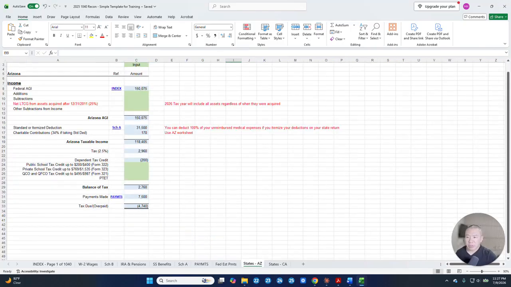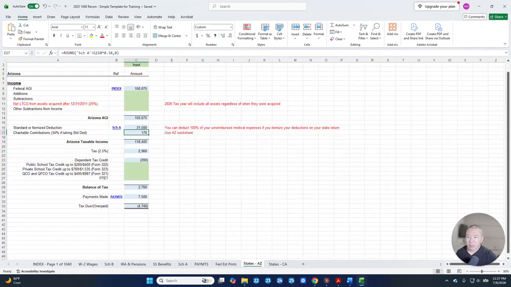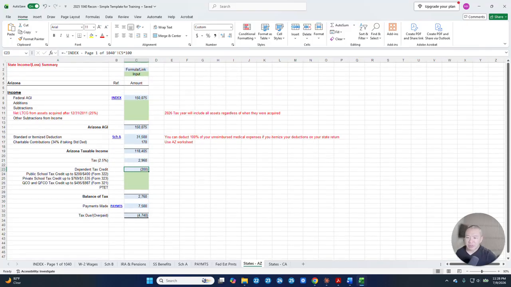So for Arizona, you get 34% of your charitable contributions, which was $500 right here. Taxable income for Arizona is $118,405. Arizona has a fixed flat rate of 2.5%. So that's their tax. We assume 2 dependents under the age of 17, $200 credit. Net tax is $2,760. We assume the same payments for the state at $7,500. So you get a refund of $4,740.